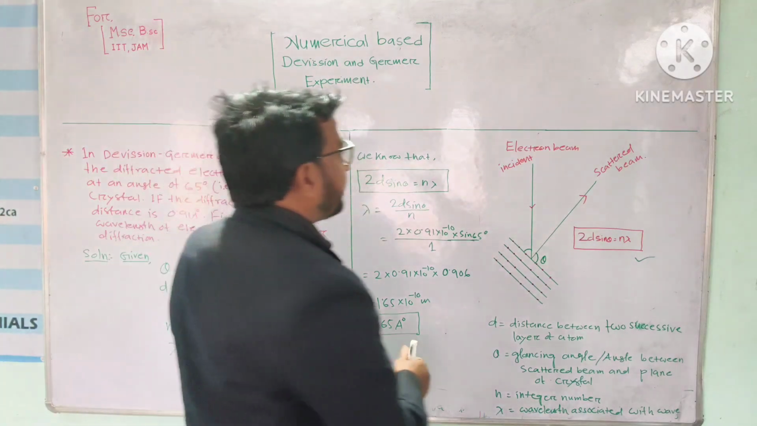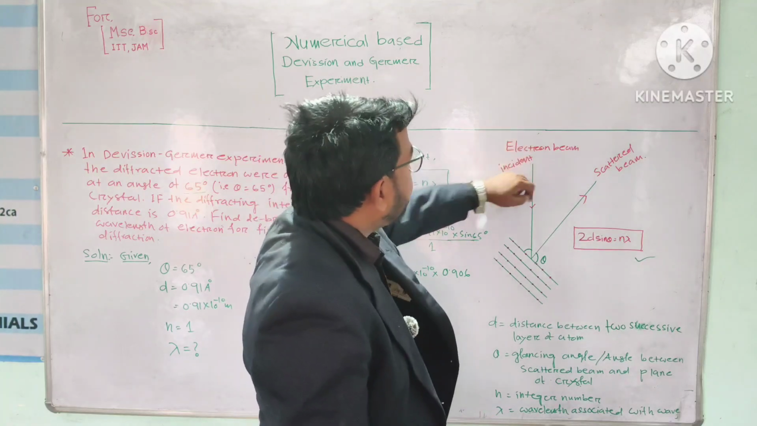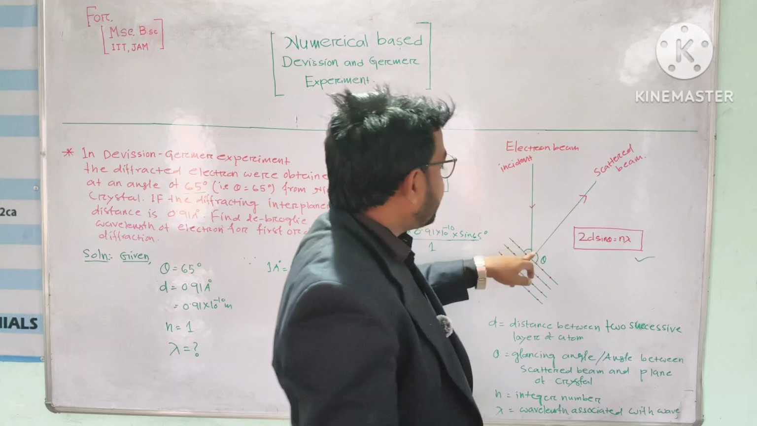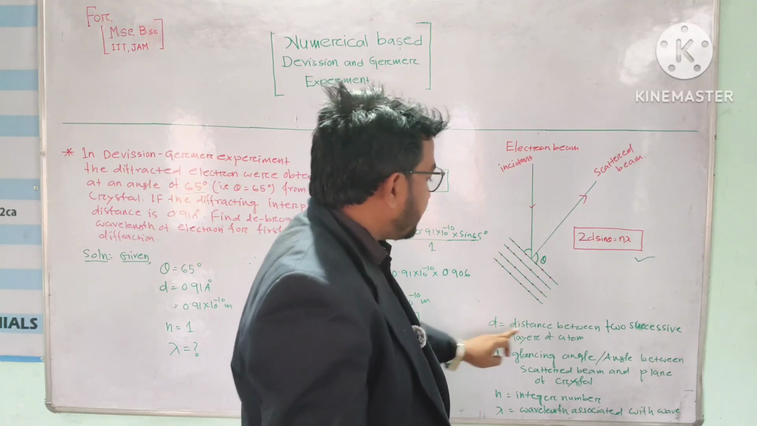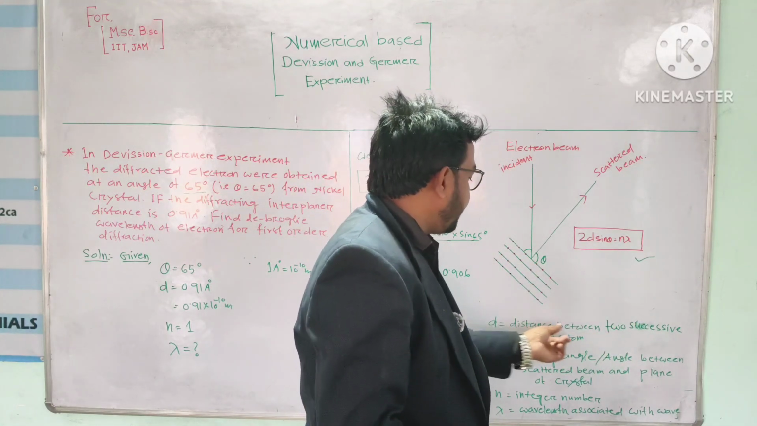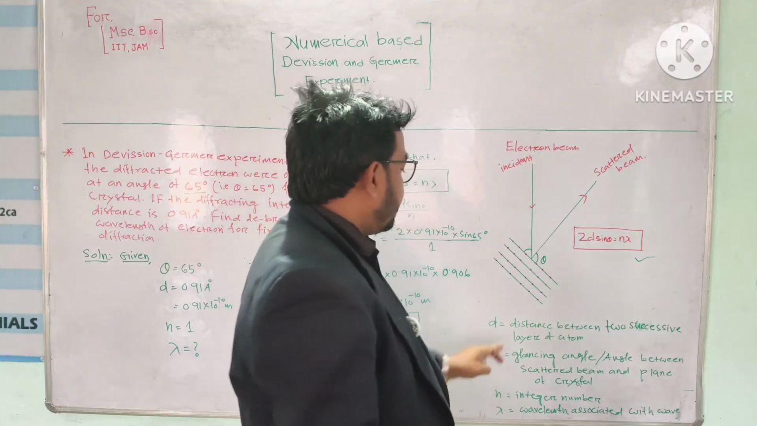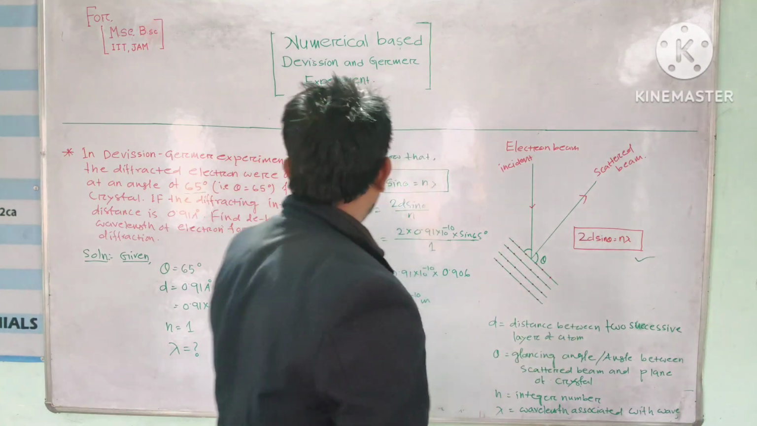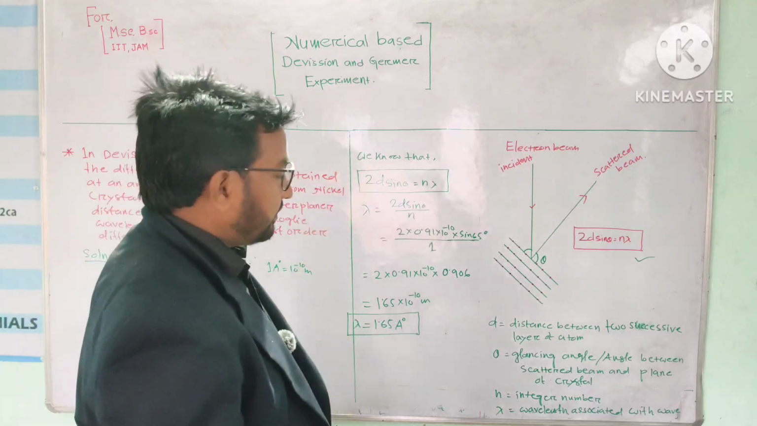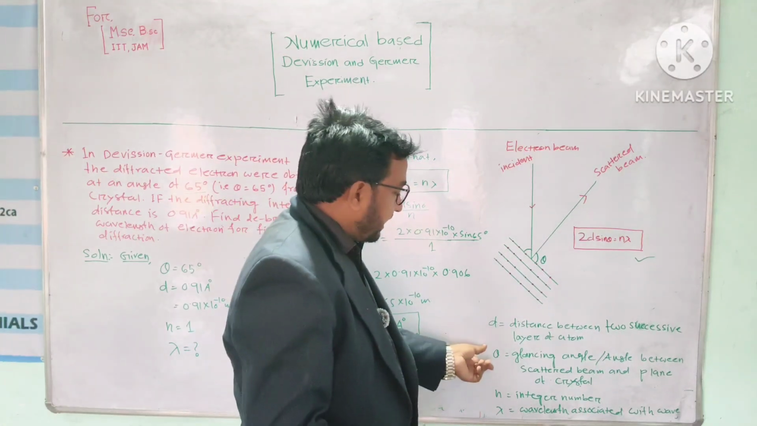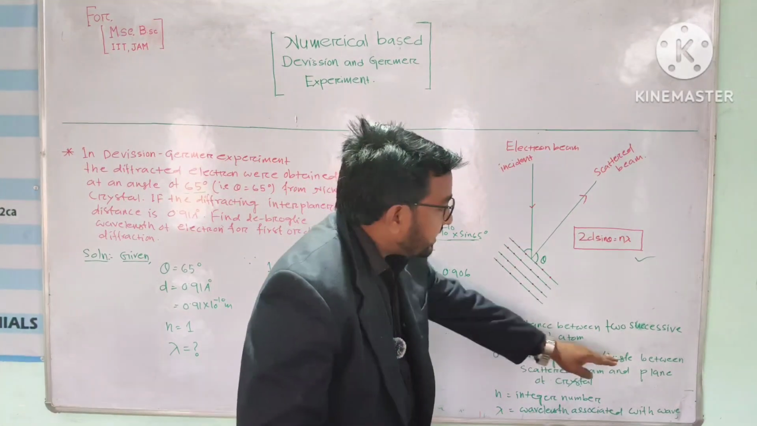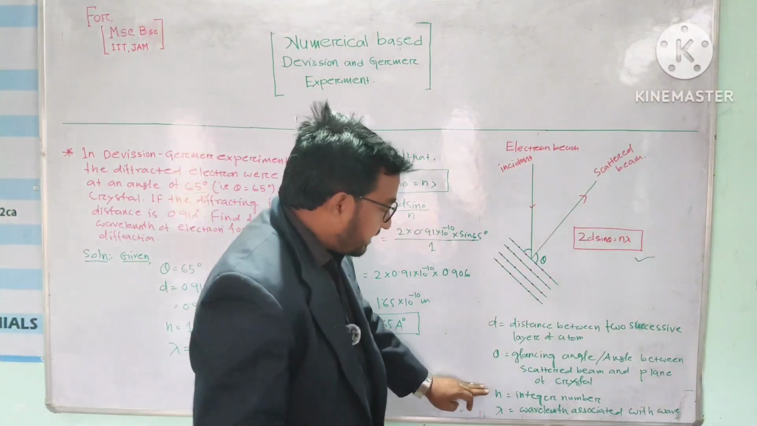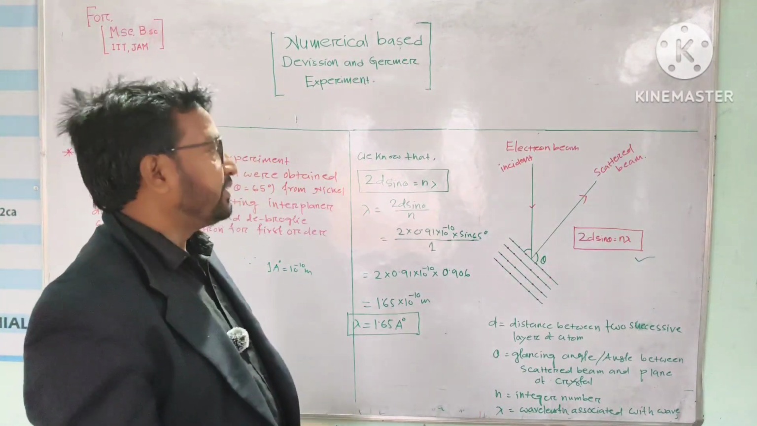One important diagram here. This is the incident electron beam, and this is the scattered beam. Okay, and this is the diffracted angle, and d equals the distance between two successive layers of atom, or we can say the interplanar space between two layers of the atom. Okay, and theta is the glancing angle, or we can also say the angle between the scattered beam and the plane of the crystal, and n is an integer number and lambda is the wavelength associated with the wave, that means the electron.